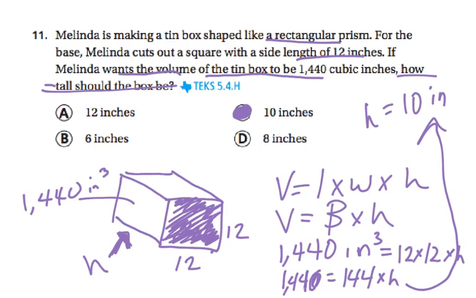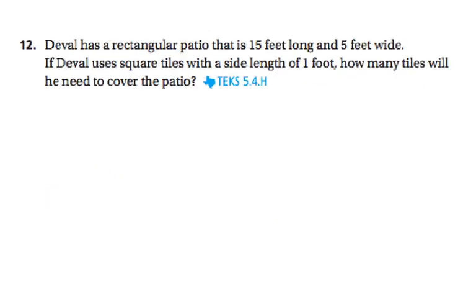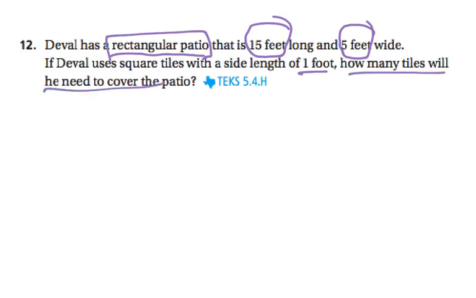All right. We have one more problem to look at, and that's this one. Duval has a rectangular patio that is 15 feet long and 5 feet wide. If Duval uses square tiles with a side length of 1 foot, how many tiles will he need to cover the patio? Well, we're covering the patio.